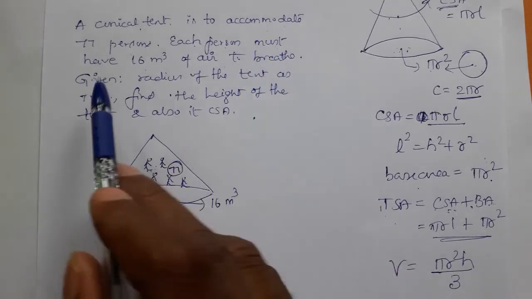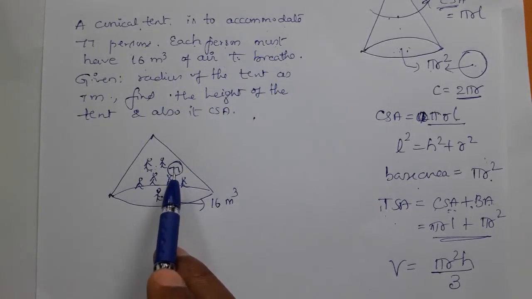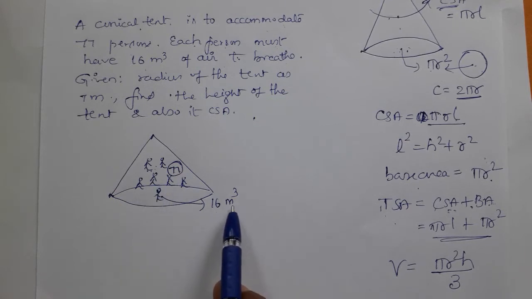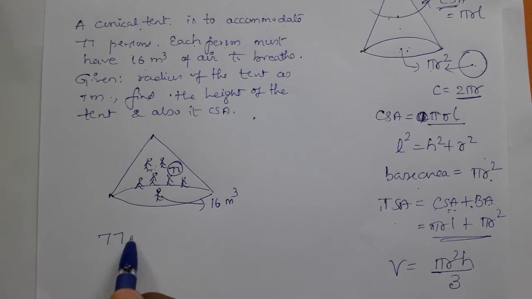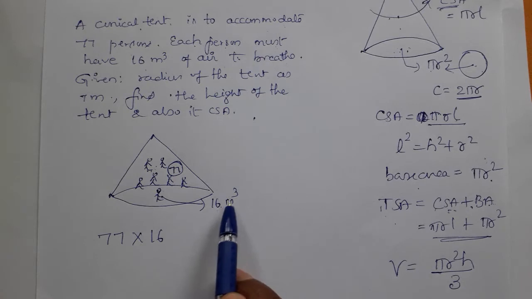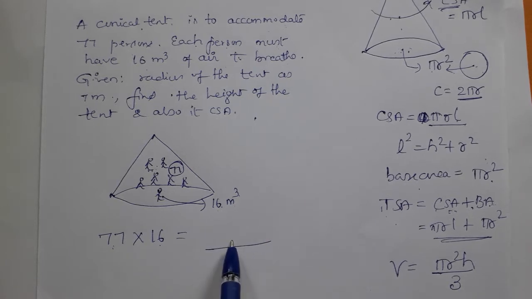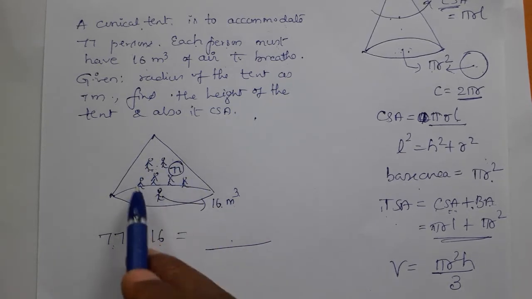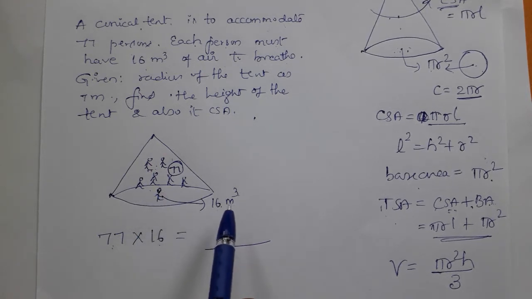Each person must have 16 meter cube of air. Inside, totally 77 persons are there. Everyone requires 16 meter cube of air. We have to multiply: one person requires 16 meter cube of air, 77 persons are there, so 77 into 16 gives you the answer. That answer is the volume of the cone, because these persons are sitting inside the cone and they are breathing. When they are breathing, each one requires 16 meter cube of air.